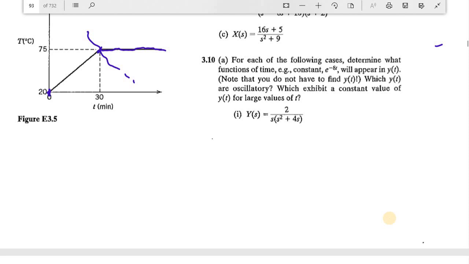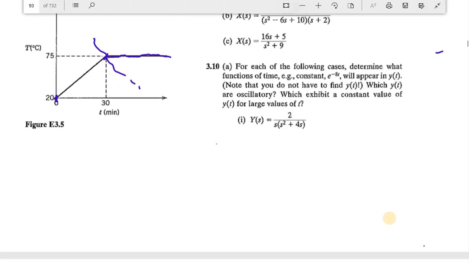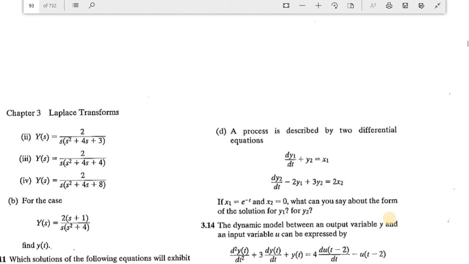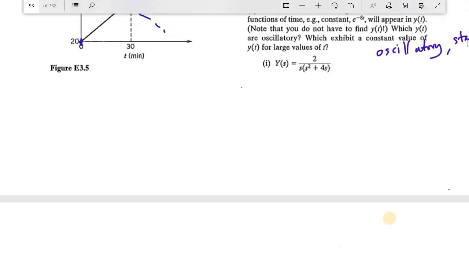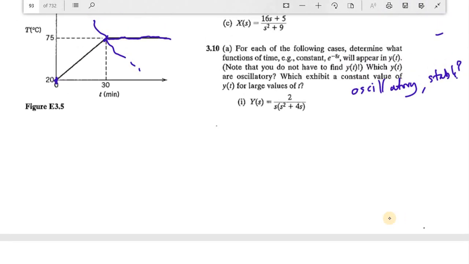Well, let us make it simpler. So I want to know if it is oscillatory, and I want to know if it is stable or not. Okay, so these are the two parts of my question. Is it oscillatory? Is it stable?